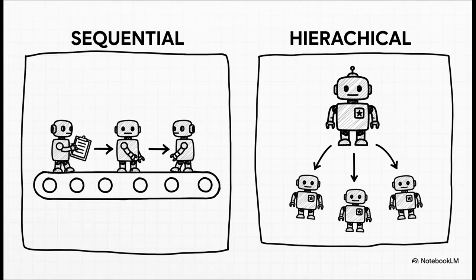And this crew can operate in 2 main ways. You can have a sequential process, which is like an assembly line. The task moves from one agent to the next in a fixed order. Or, and this is where it gets really powerful, you can have a hierarchical process, where you actually have a manager agent that orchestrates the whole team, assigning tasks dynamically as needed.